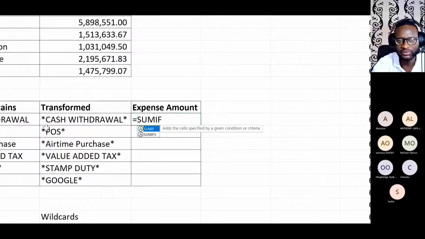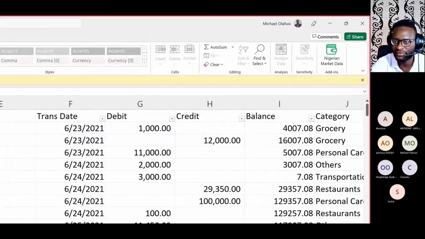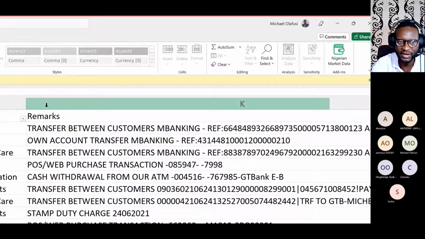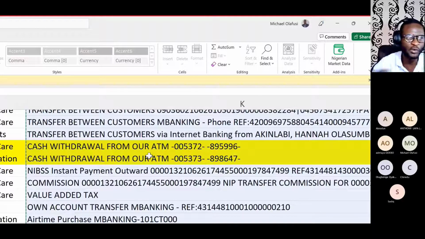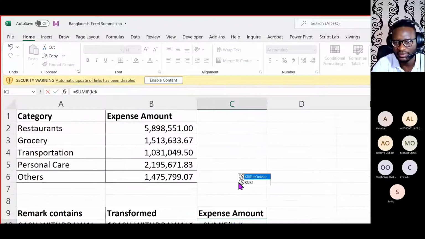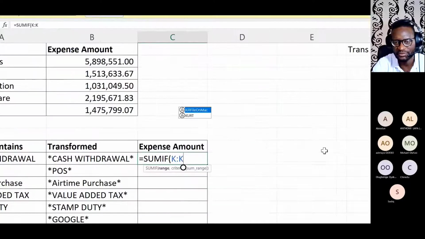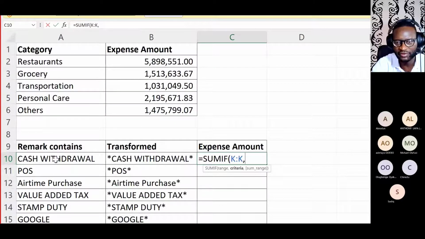SUMIF. This is where we're going to end today anyway. In the criteria range, it's this place, where I have all those explanations that model up what I want, with something else that I can't even predict. So that criteria range, that's that place, comma, what criteria am I interested in? Ordinarily, you will say you're interested in this.